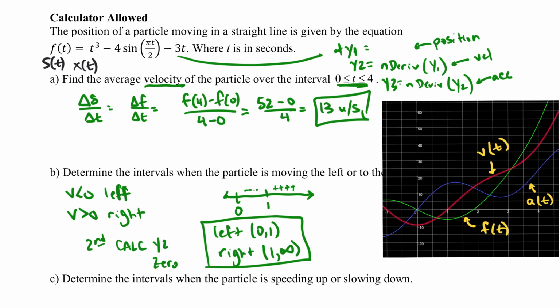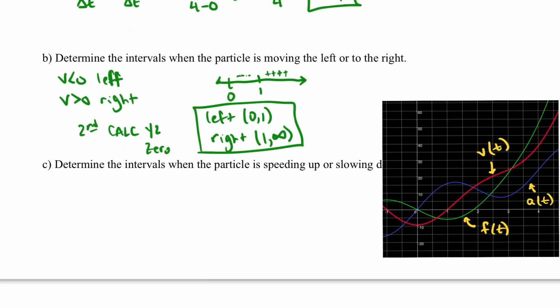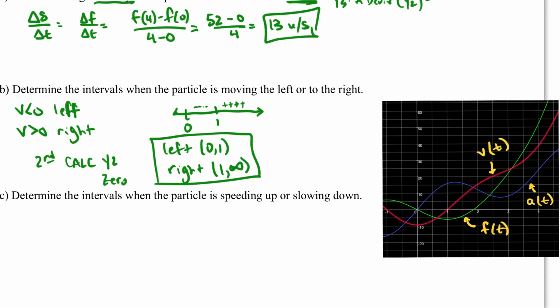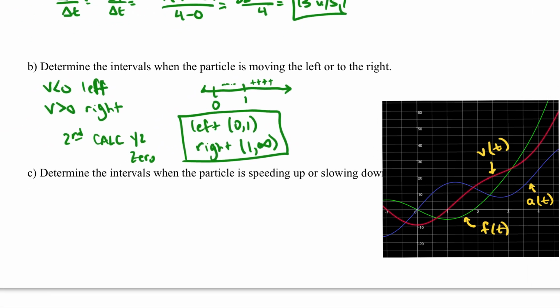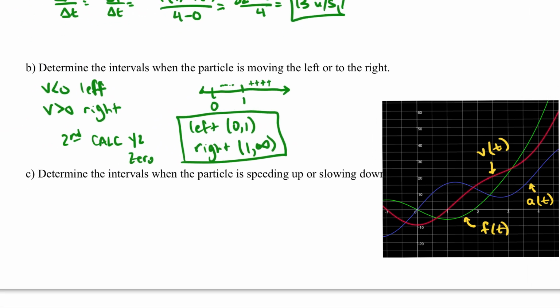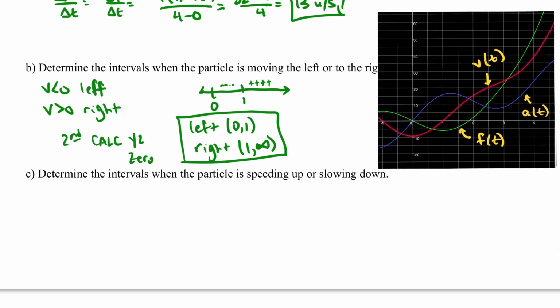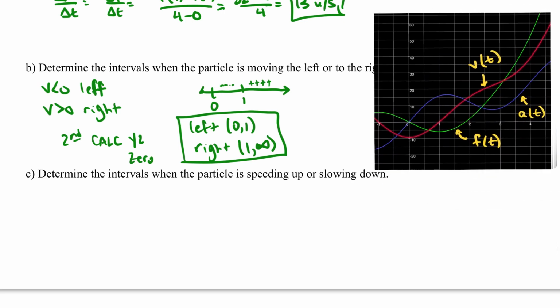Okay, so for the next part of the question, let's move all this up. It says determine the intervals where the particle is speeding up or slowing down. I'll move this whole graph up a little bit so we can see the question. Okay, so we need to know where it's speeding up and slowing down. Here's what we need. We need f double prime. So f double prime gives me the acceleration. This gives me a of t.